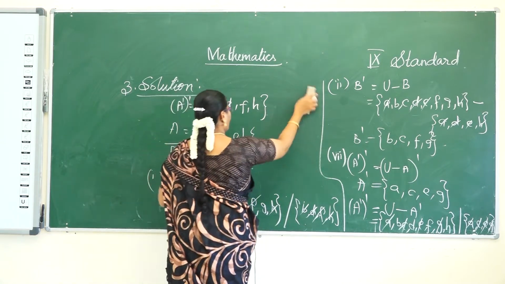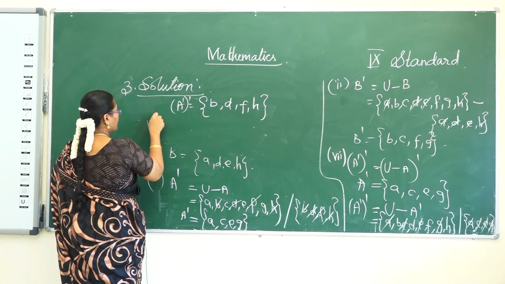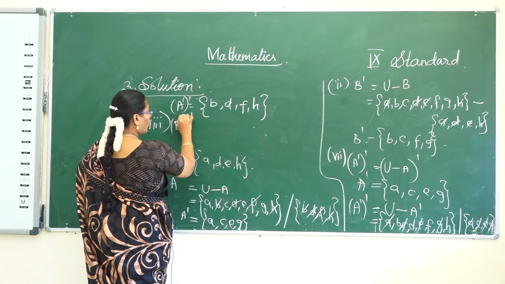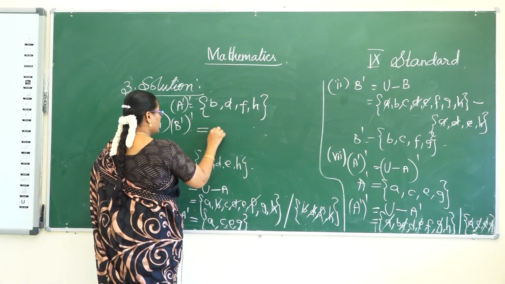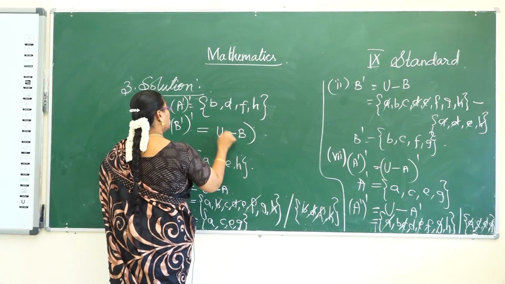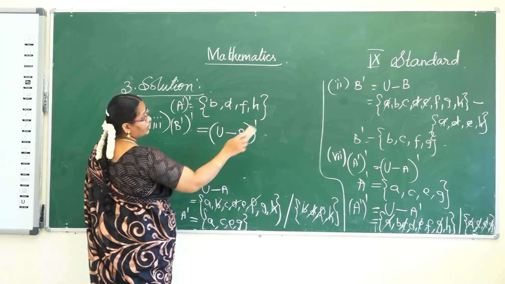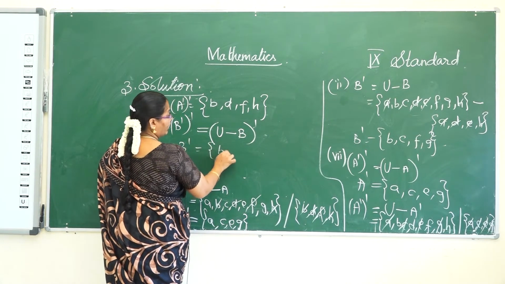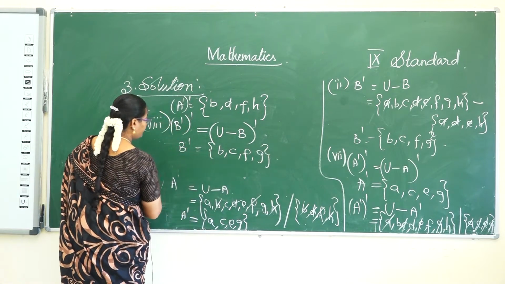Okay. The next one, the eighth subdivision, B dash, the whole complement. B complement, the whole complement, is to be found. Okay. So universal set difference of B, the whole complement. We already found the B complement value. What did we find? B complement is equal to B, C, F, G.